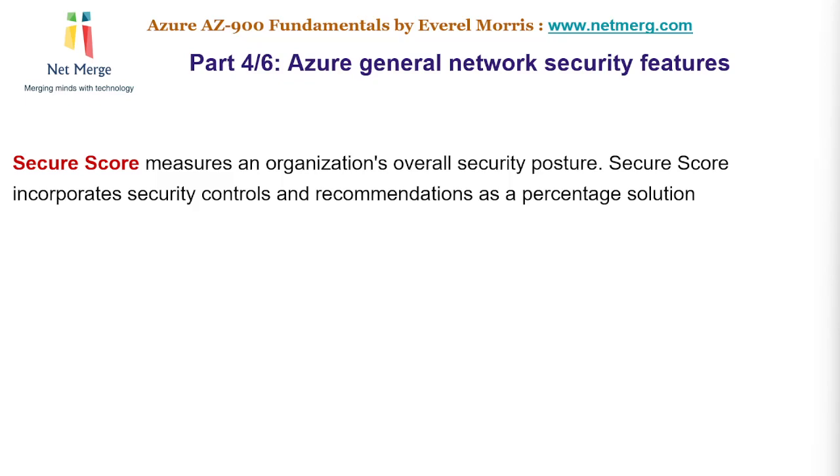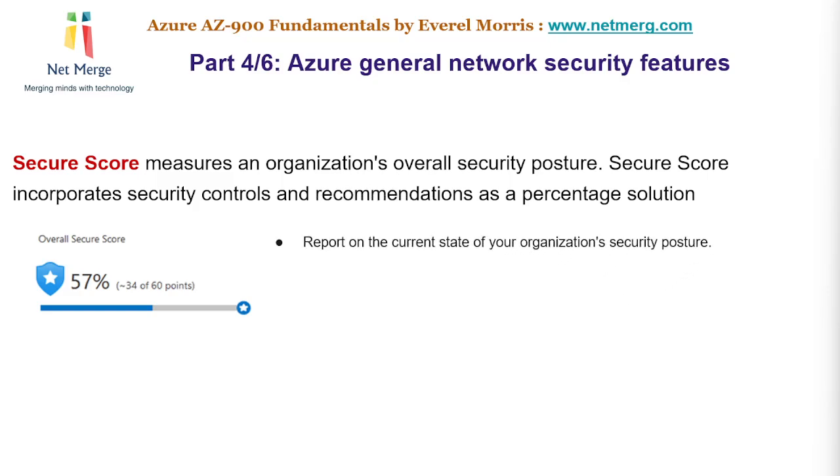This is your security score. Security score measures an organization's overall security posture as a single percentage value. Security score incorporates security controls and recommendations as a percentage of your overall security score. This is an overall score. It's 34 from 60 points, so that's a 50% security score you would have over your overall security.